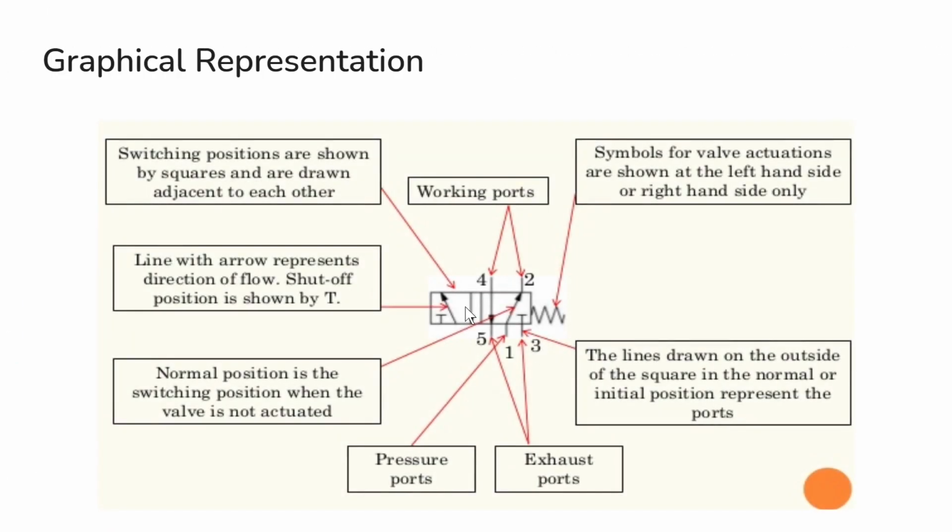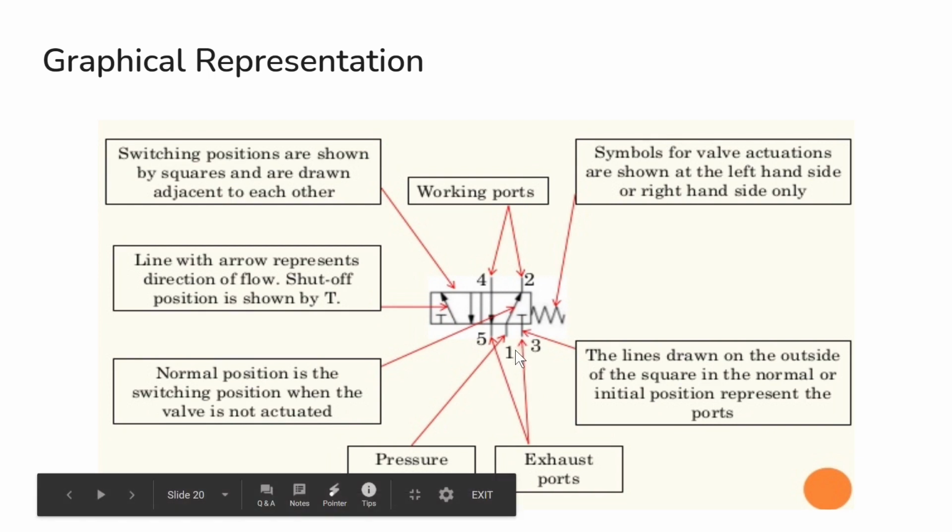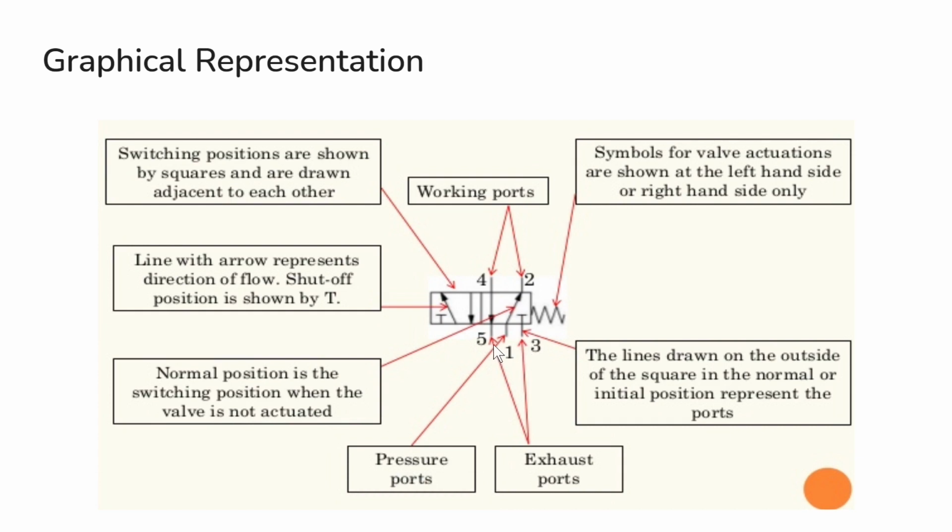The graphical representation is like this. This is the directional control valve. Here we have two squares, right? This one and this one. The number of squares indicates the number of switching positions, and we have this arrow. This represents the direction of flow, and we have these ports. One is called the pressure port, through which we supply compressed air, and we have two exhaust ports through which the air will exit.